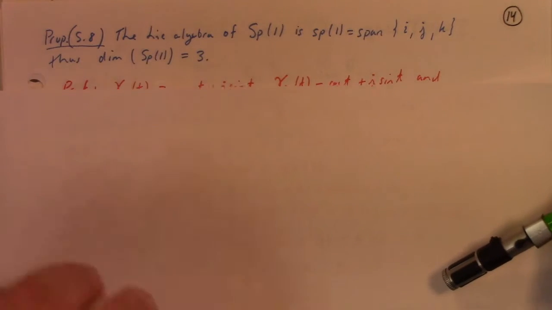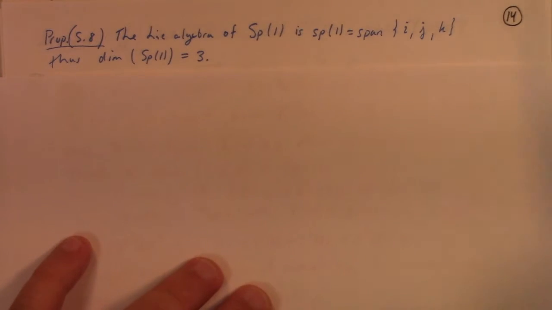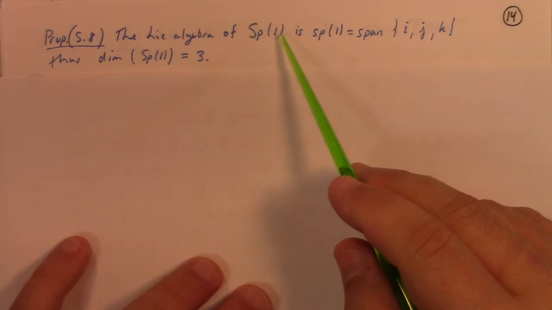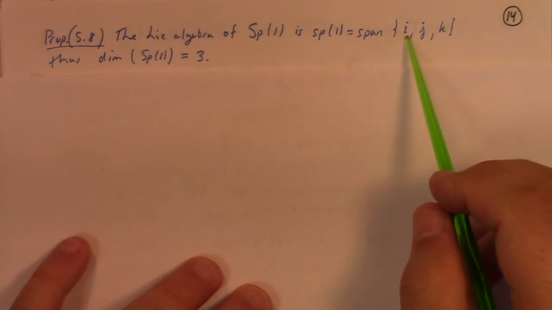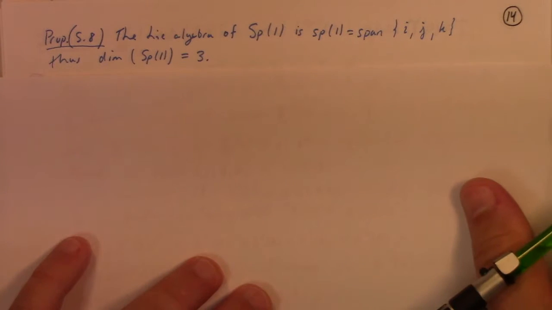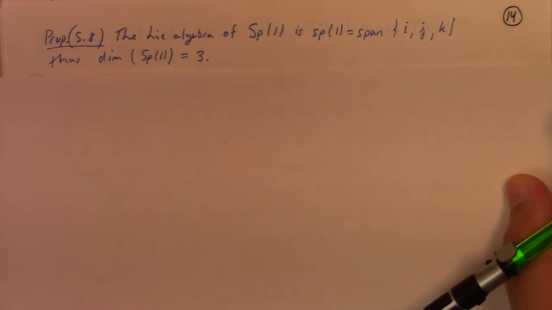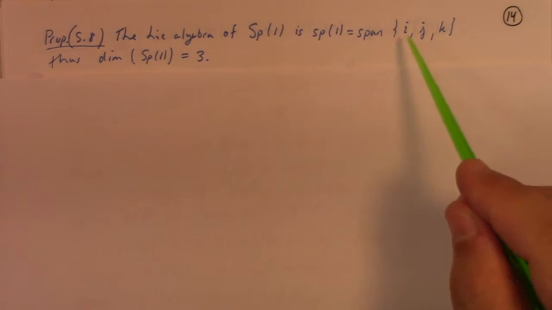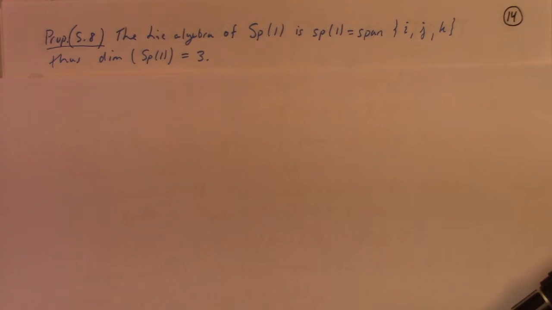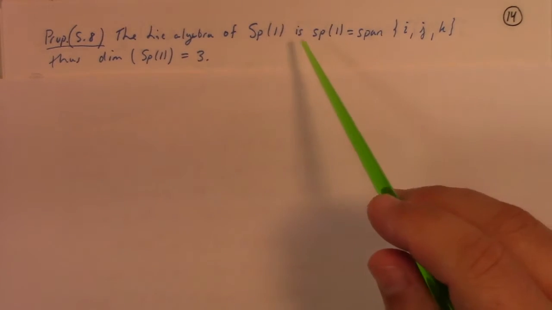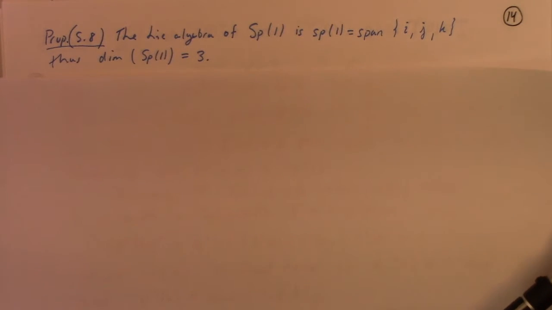So proposition 5.8: the Lie algebra of the symplectic group of order 1 is little sp(1). It's given by the span of i, j, k in the set of quaternions. So it's the span of the versors. Notice there's no 1 here. So it's a three-dimensional real subspace of the quaternions. That's what we're saying is the tangent space at the identity of the symplectic group of order 1.